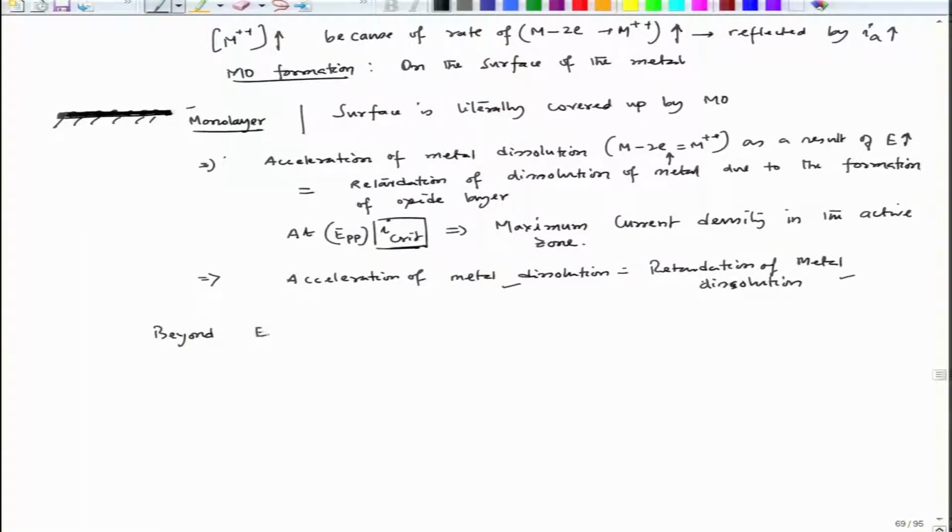Now, once we increase the potential beyond this I critical, or corresponding to EPP, beyond EPP, if the potential increases, I could have a situation where the rate of metal oxide formation exceeds the rate of metal dissolution.